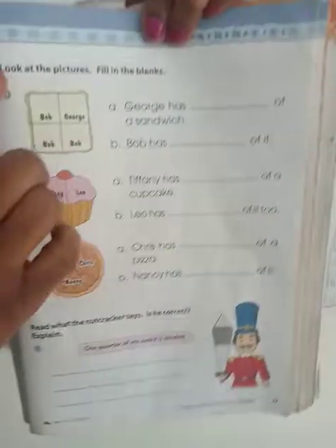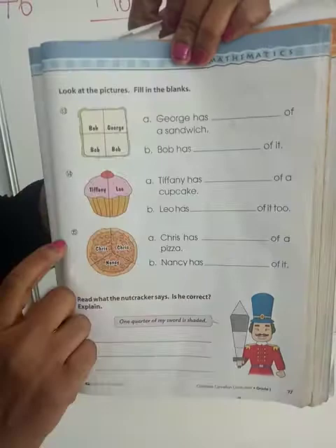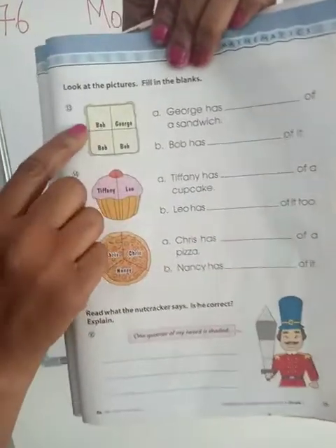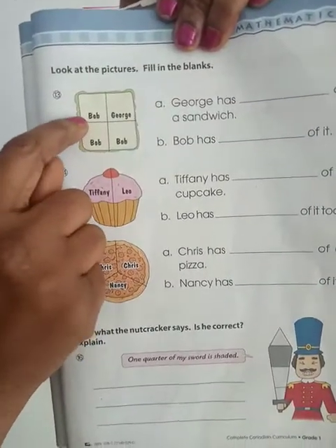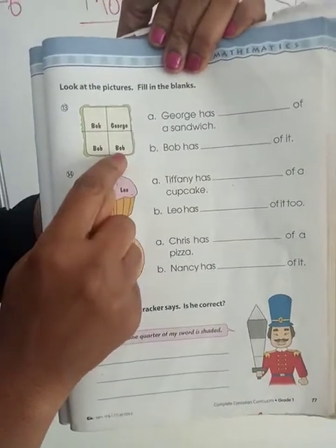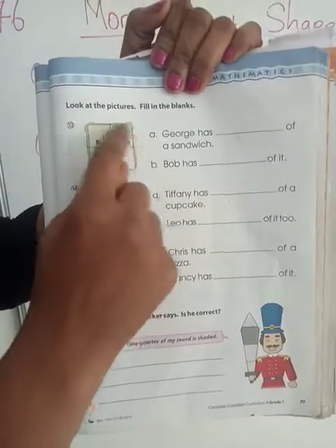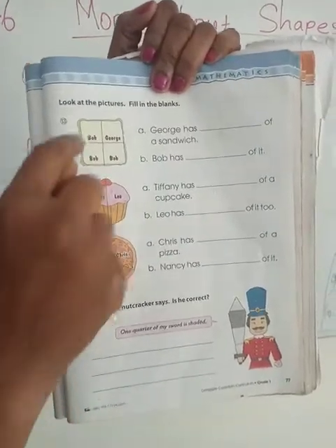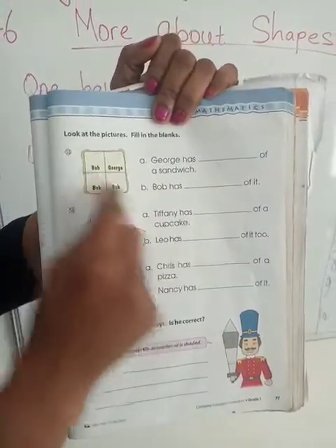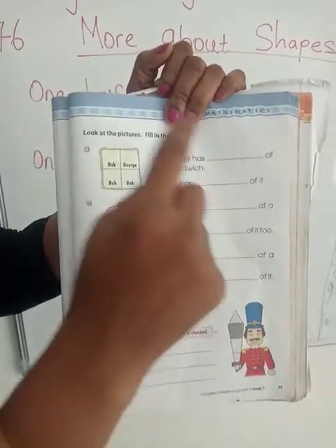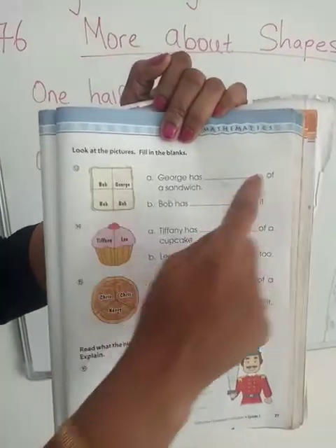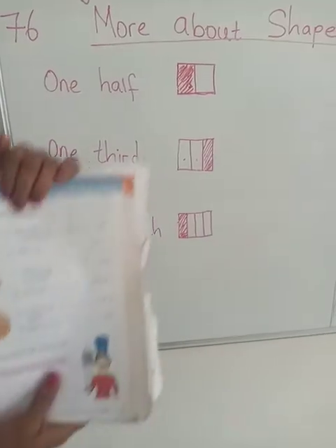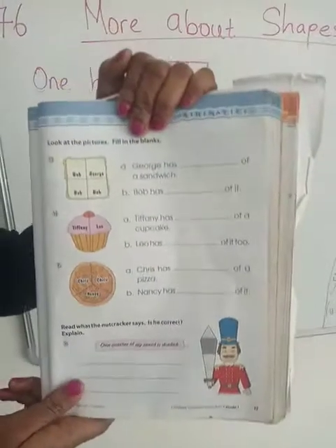It says, look at the pictures and fill in the blanks. George has dash of a sandwich. So you can see the sandwich here. And you have the names Bob and George. So George only has one portion of the sandwich. And the sandwich is divided into 4 equal parts. So George has 1/4 of a sandwich. So you write the word 1/4 in here. And you continue with the rest of the exercise.